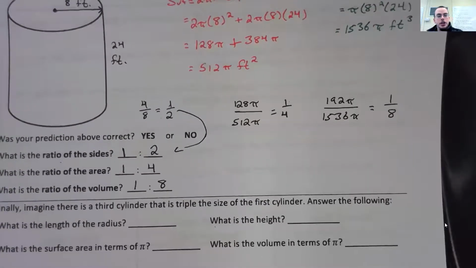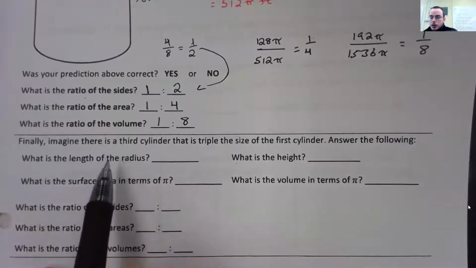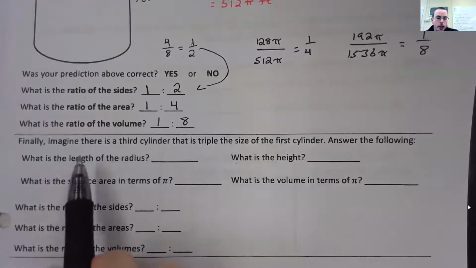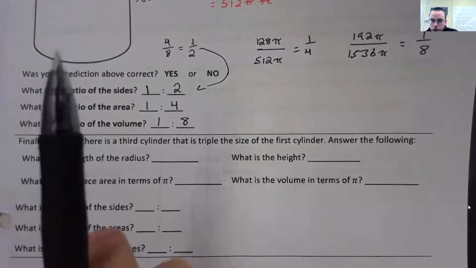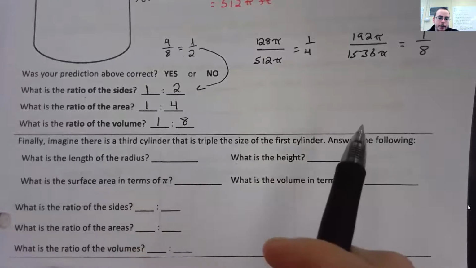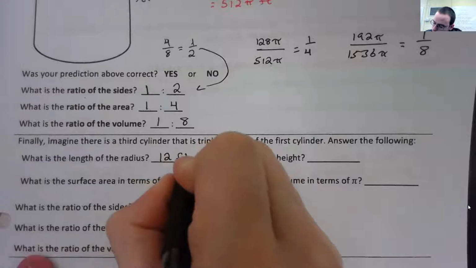All right, so in this third scenario, we're going to imagine there's a third cylinder that is triple the size of the first cylinder. So we're going back to the first cylinder and we're tripling its size. So we're going to answer the following. What is the length of the radius? Well, the original radius was 4 feet. So if we're tripling the size of that 4 feet, then the radius is now 12 feet.